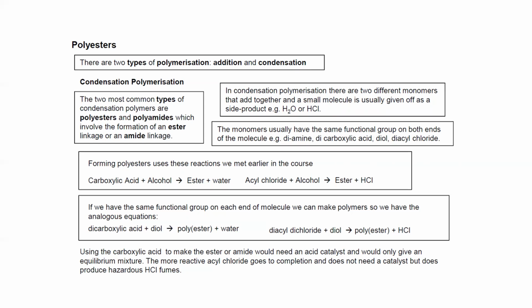So as we know, if we have a reaction like carboxylic acid and alcohol, it will form ester plus water. But if we have dicarboxylic acid, meaning both ends have a carboxylic group, and a diol with both ends alcohol, it will form polyester and water. Same thing, acyl chloride plus alcohol gives ester, but diacyl chloride and diol give polyester and hydrogen chloride. And this is known as condensation polymerization, because a small molecule such as water or HCl is given off along with the polymer.